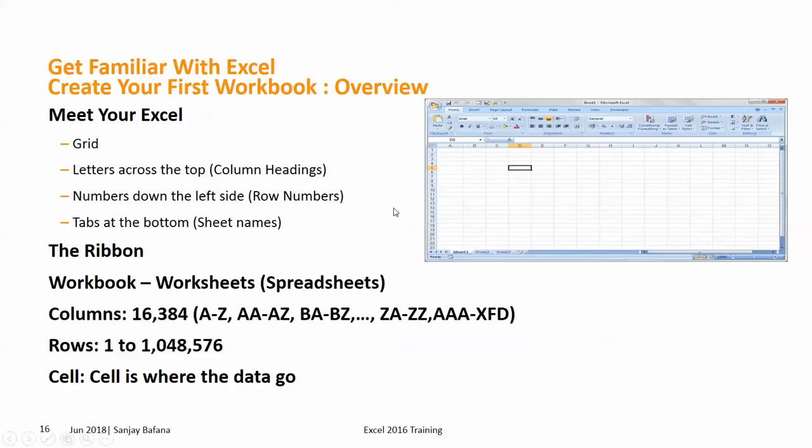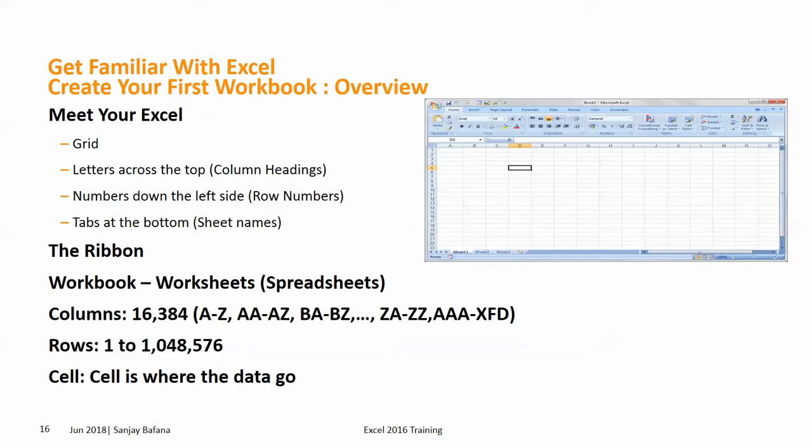Tabs at the bottom are called worksheets or sheets. The area with commands is called the ribbon. An Excel file is called a workbook. Sheets in the workbook are called worksheets. An Excel file or worksheet is also referred to as a spreadsheet most of the time.